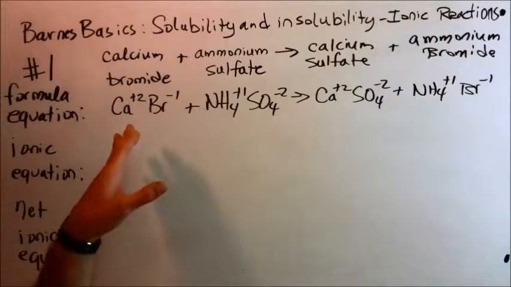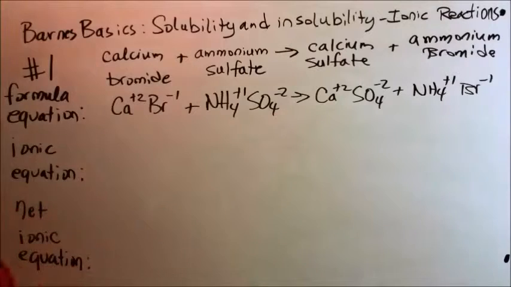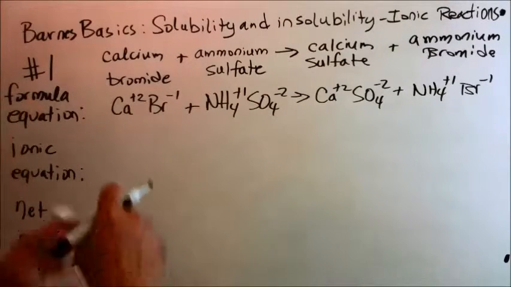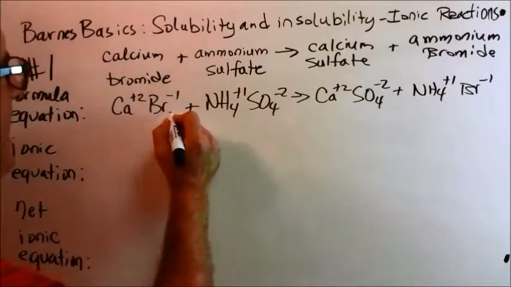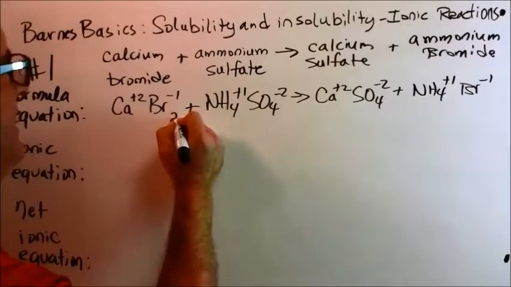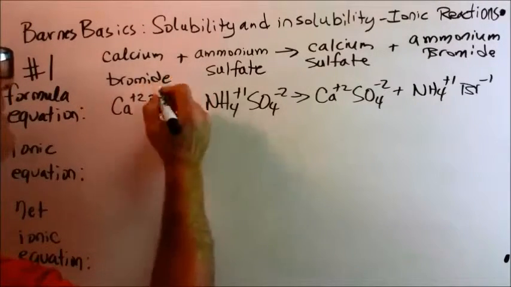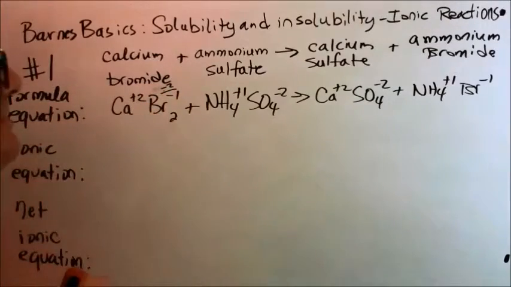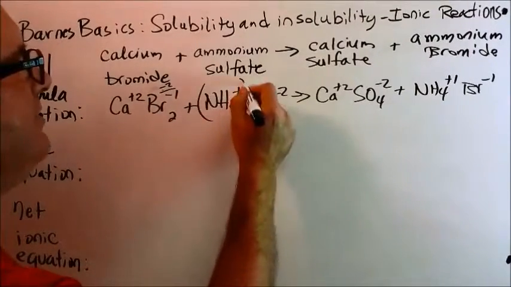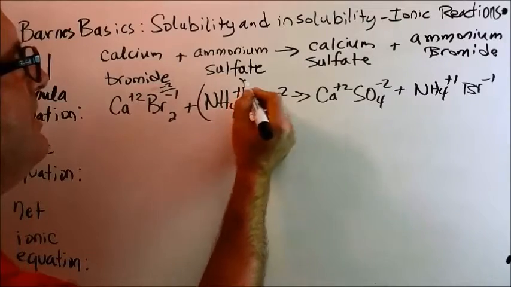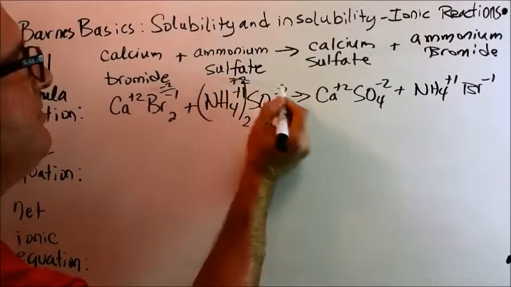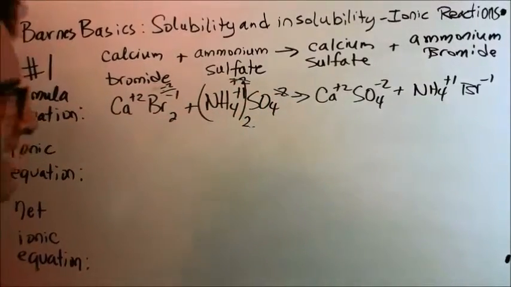The first thing that we want to do is balance each individual formula before we balance the equation. In this case, if we have bromide, we have to have 2 of these to make -2 to balance with the +2 calcium. It will take 2 ammoniums at +1 to make +2 to balance with the sulfate, which is -2.